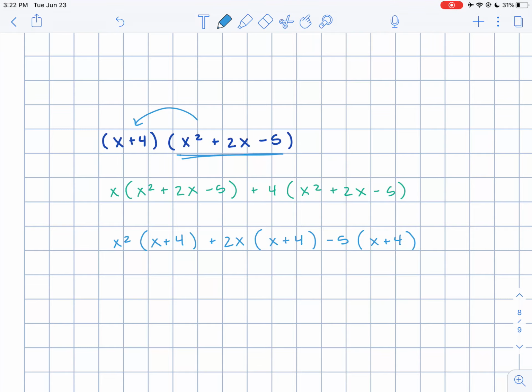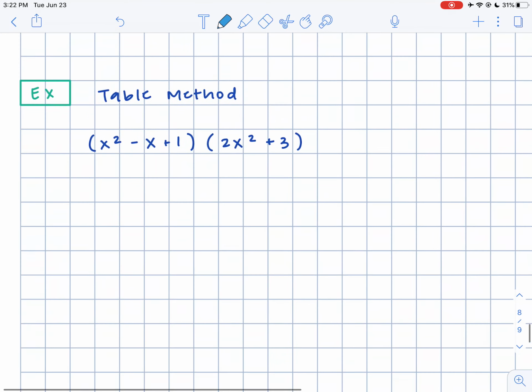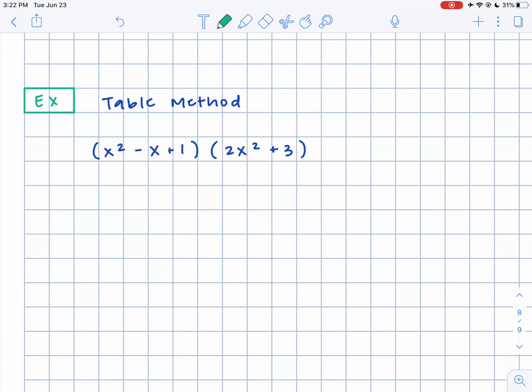So now let's get into solving these polynomials. One of the ways is using the table method, where we write a table. So let's do the first polynomial, x squared, and let's give each term their own space. Minus x, right? It's not just x, it's negative x. And positive 1, okay? Now we also have 2x squared and positive 3. Okay, so our table can look something like this.